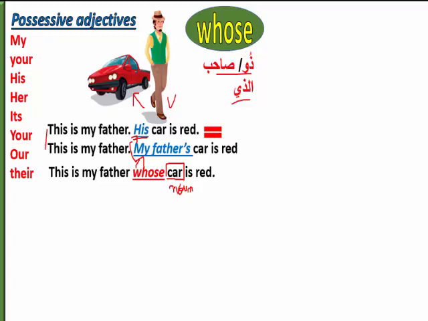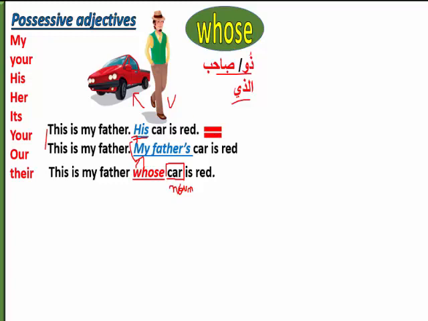Okay? If we translate this one into Arabic, it would be like, this is my father whose car is red. هذا أبي ذو السيارة الحمراء. Or هذا أبي صاحب السيارة الحمراء. Or هذا أبي الذي سيارته حمراء. Okay? So the same. That's why I said it's this one in Arabic.